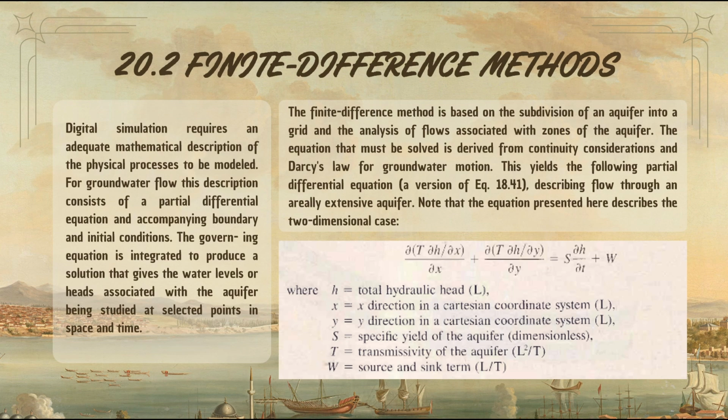20.2 Finite difference method. Digital simulation requires an adequate mathematical description of the physical process to be modeled. For groundwater flow, this description consists of partial differential equations and accompanying boundary and initial conditions. So the governing equation is integrated to produce a solution that gives the water level, or head, associated with the aquifer being studied at selected points in space and time.